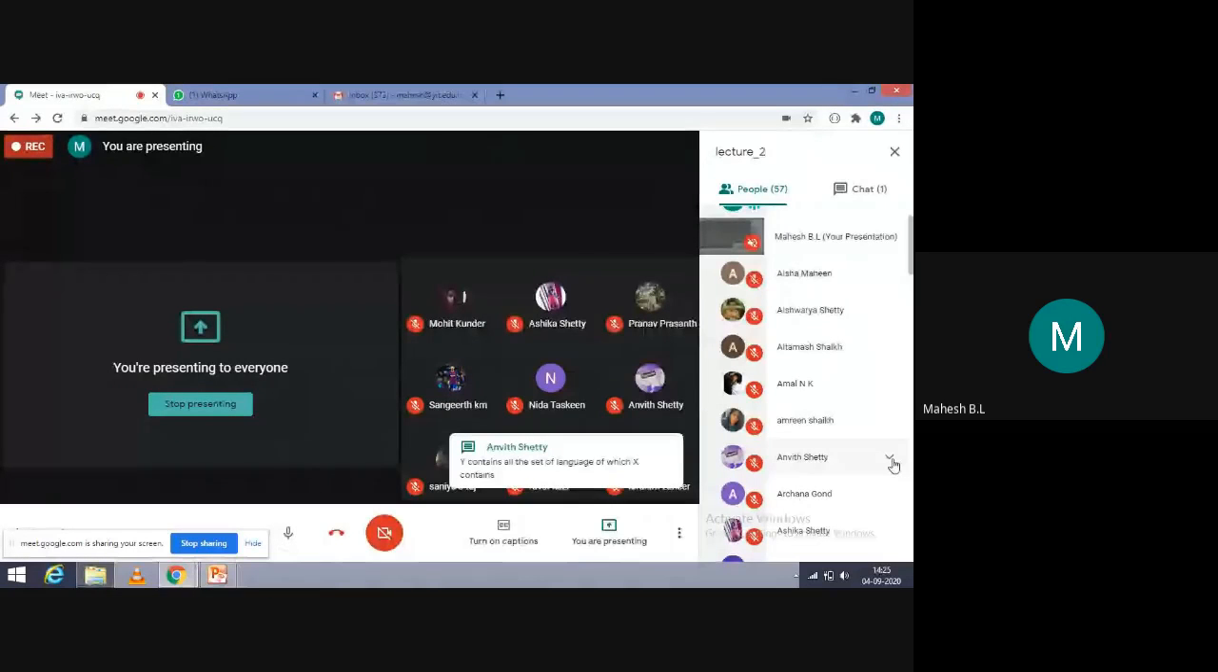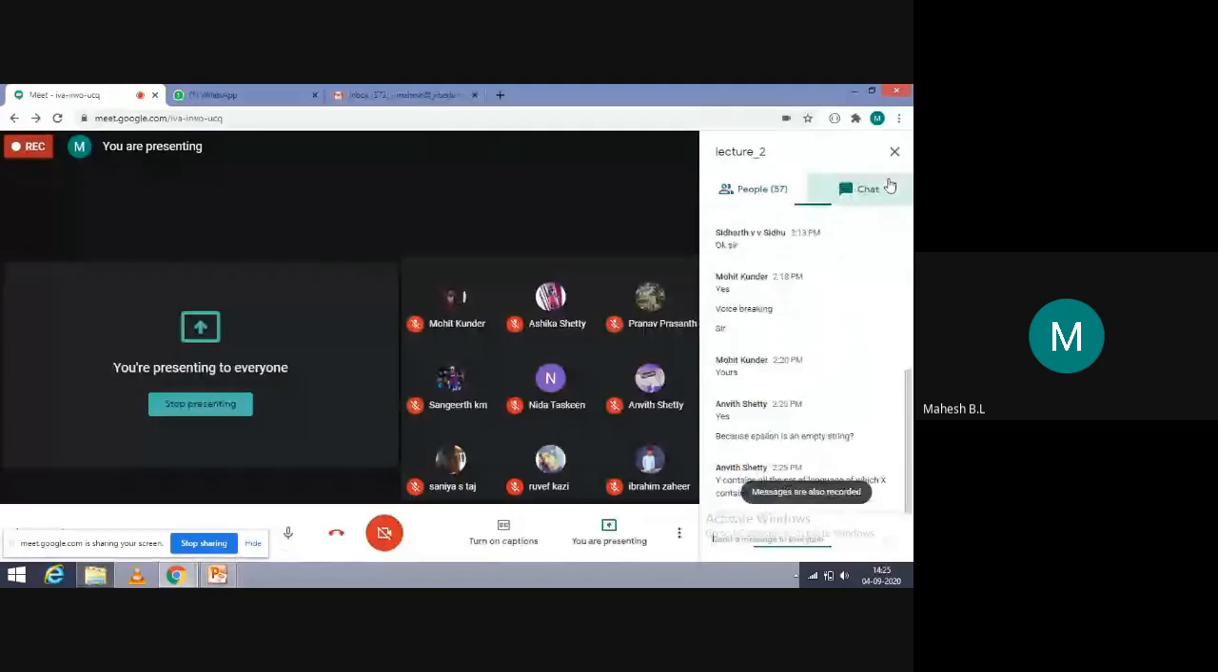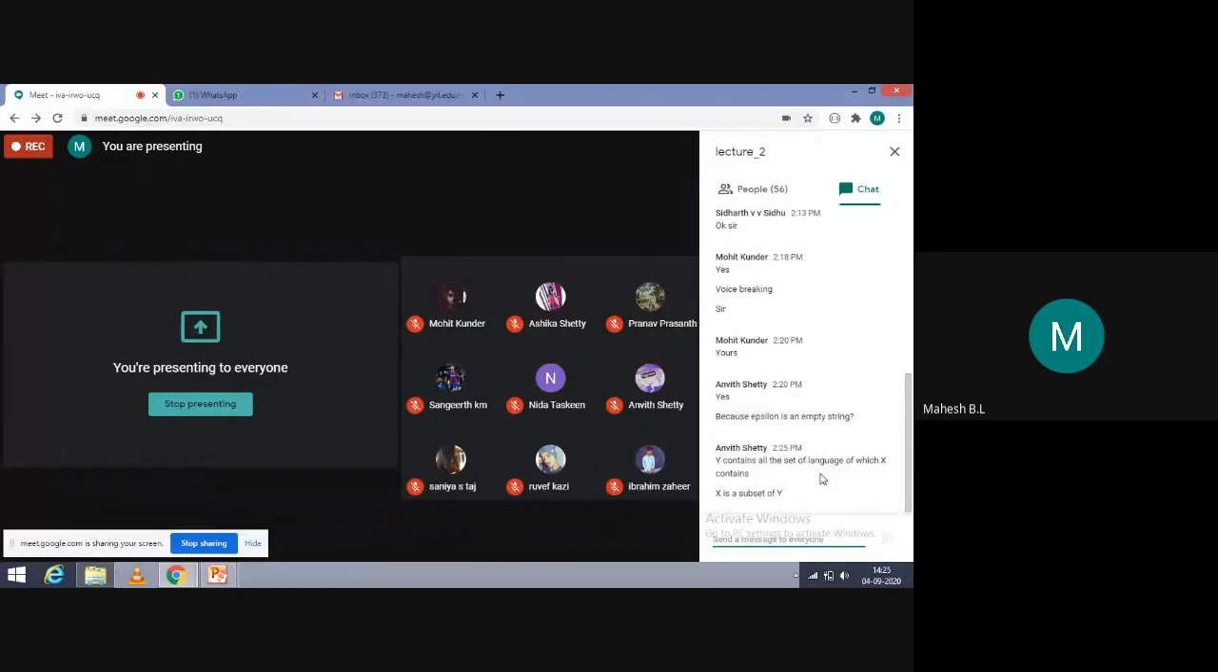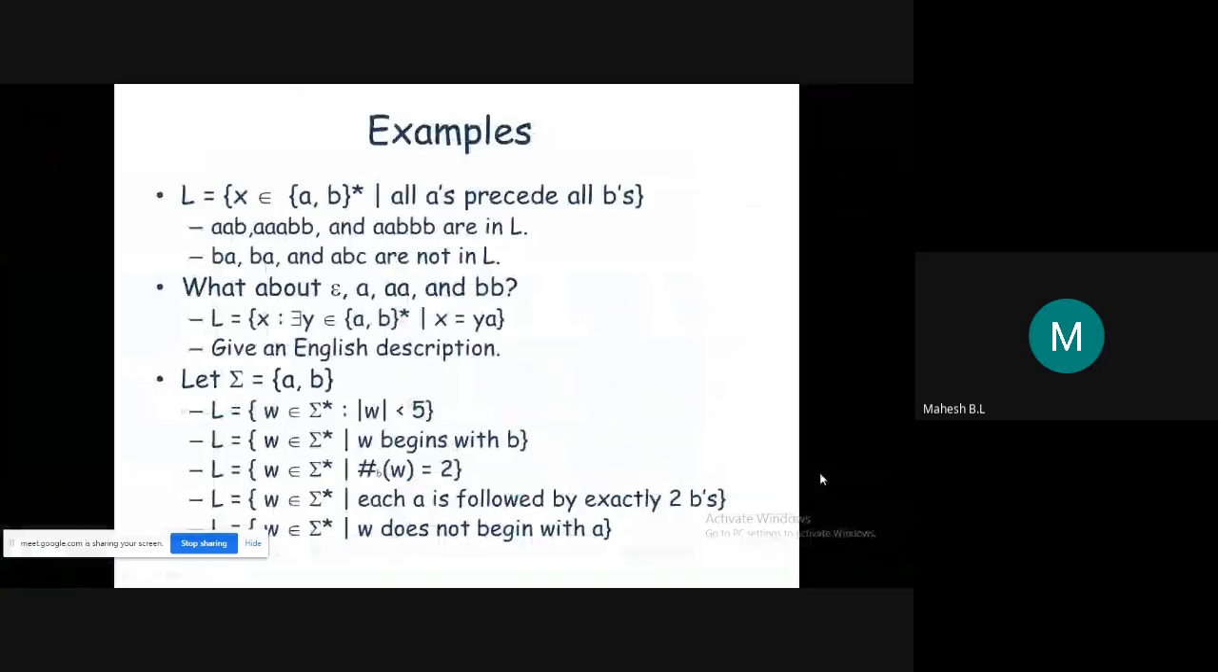Y contains all the set of language of which X contains. X is a subset of Y. What is this? Very confusing. Y contains all the set of language of which X contains. X is a subset of Y. What you are saying? Not able to understand. See here, what do you understand from this definition of L?